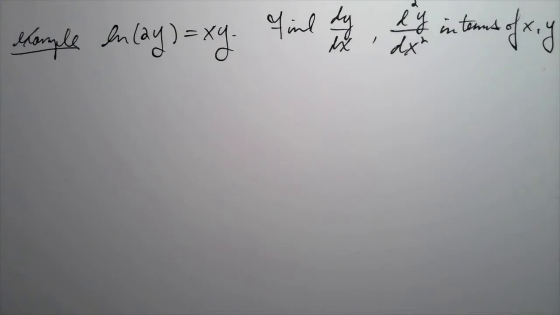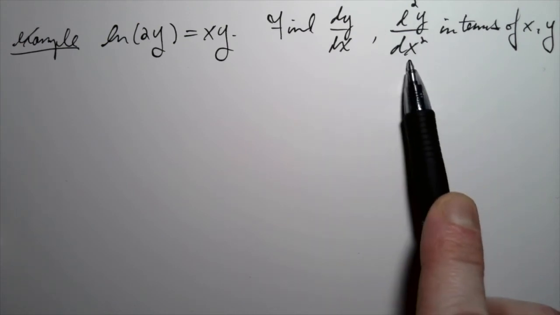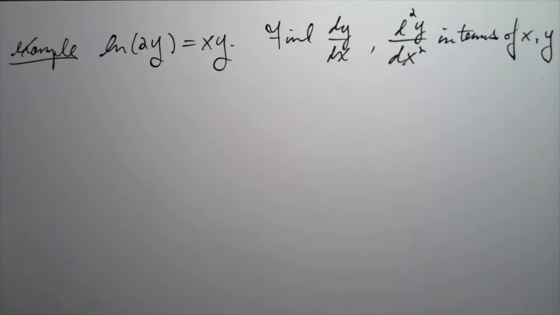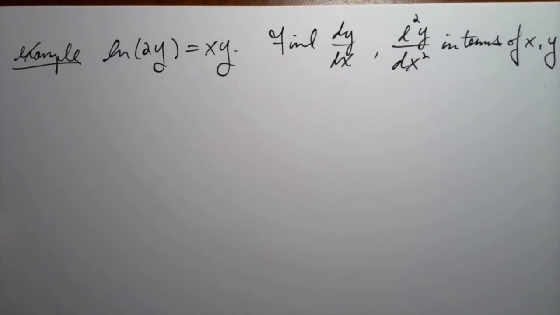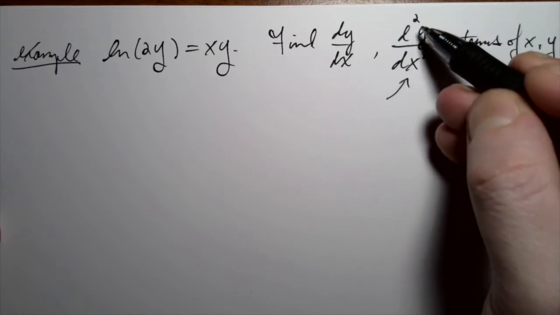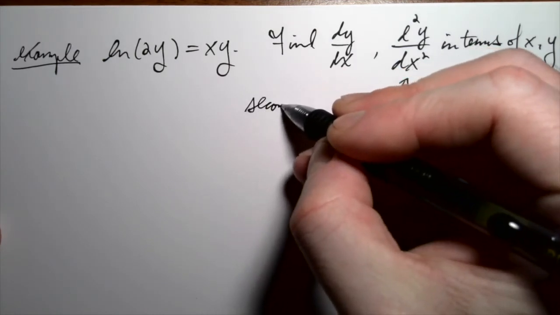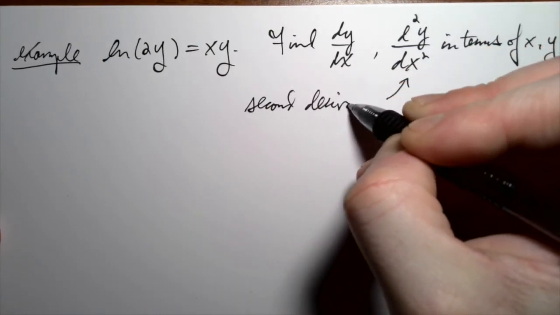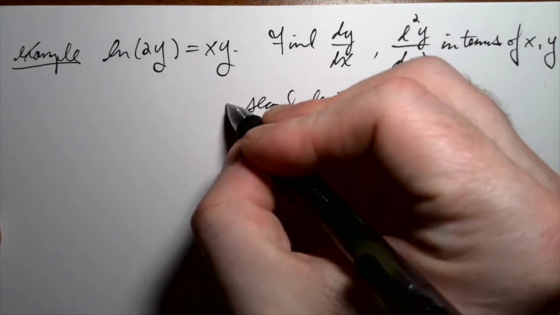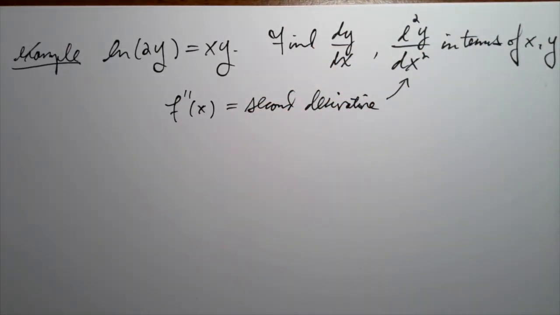Okay. Next up, we're given the equation natural log of 2y equals xy, and we want to find the derivative and the second derivative in terms of x and y. Let me get that on the screen there for you. What is that piece of formula? That's kind of like the idea of applying d over dx twice. So that's just the Leibniz notation for the second derivative. That's what we were calling f prime prime earlier in the course. That's just the second derivative.